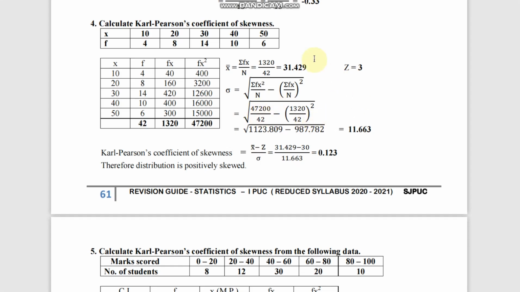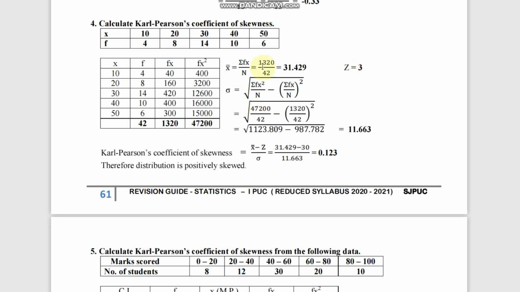So let us look at an example here. Calculate Karl Pearson's coefficient of skewness. The first important thing you have to do is check whether the distribution has only one highest value or multiple highest values. The highest frequency here is 14, so there is only one highest frequency. For a given distribution, the mode value z is equal to the x value corresponding to the highest frequency. Here the highest frequency is 14 and its corresponding value is 30. So the mode value here is 30. Here it has been wrongly misprinted as z equals 3. It is 30.